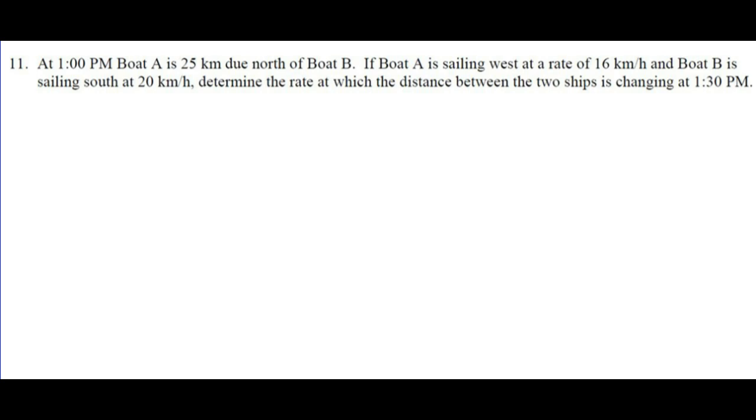So boat A is, so let's put A here. Let's put B here and say this distance, which is not a straight line, this distance is 25 kilometers. Okay, and now A is sailing west at a rate of 16 kilometers per hour, and B is sailing south, so that's where it started, and now it's going this way at 20 kilometers per hour.